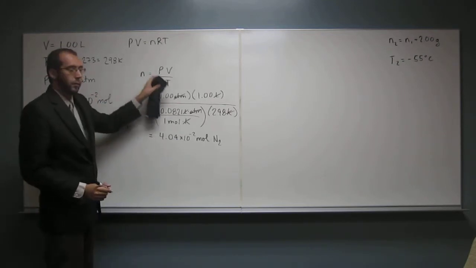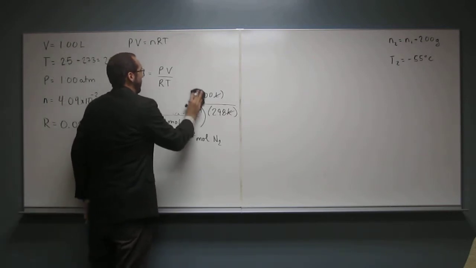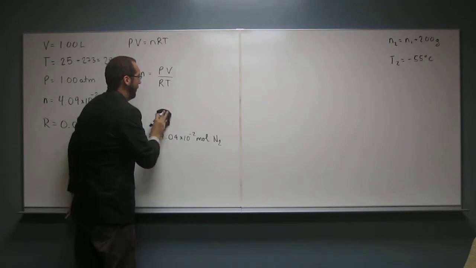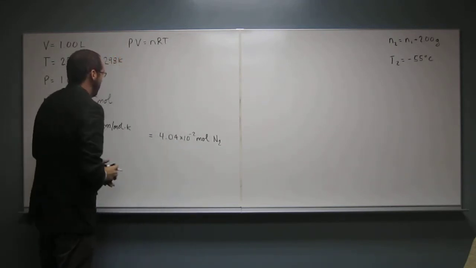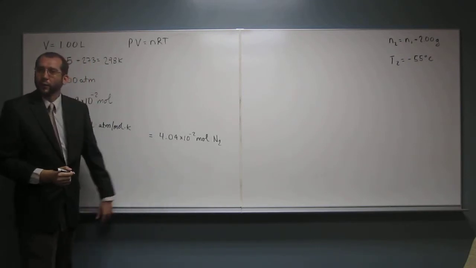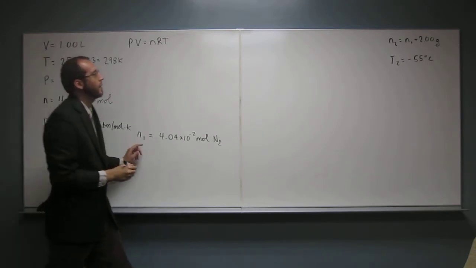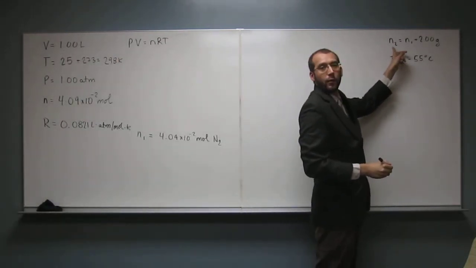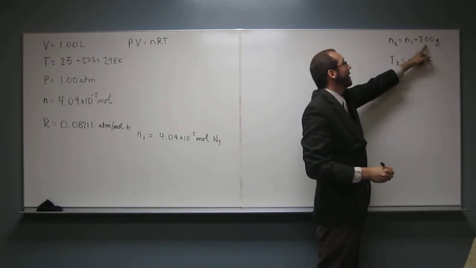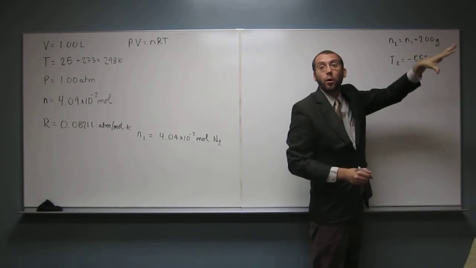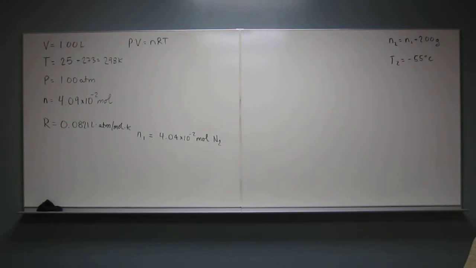Can I erase all of this business here? I'm going to leave this. I know I'm going a little fast here. It's for the camera though. Okay, so we're going to call that N1. So look over here. We have to figure out what N2 is, and we know N1, right? And this is 2 grams, but that's not moles, so we're going to have to convert that to moles first.